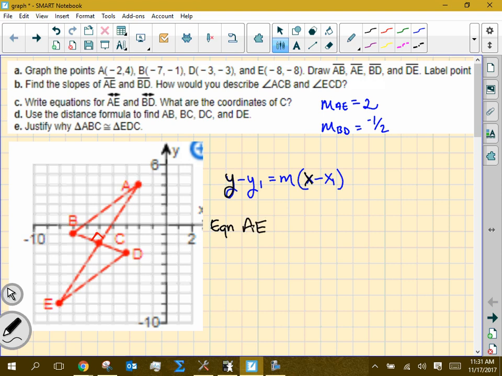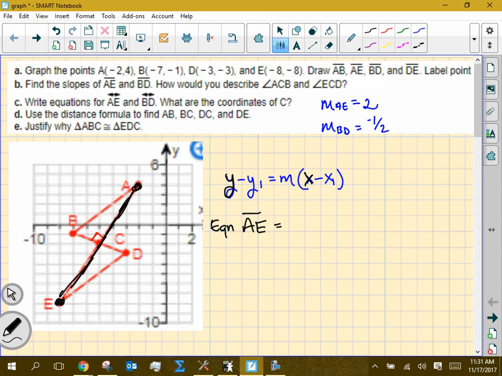So the equation of line AE. I need to use a point that is on that. Okay, so I've got a lot of options. If I look at AE over here, I look at that line, there are a lot of points on that, right? How many points are on that line? Infinite number of points, right? Okay, and if you choose any one of those, and let any one of those infinite points be x1, y1, and you use the slope that we found in the first part of 2, you will find the correct equation for that line. And it will be the exact same equation that your neighbor finds using different points on that line. Does that make sense? Okay.